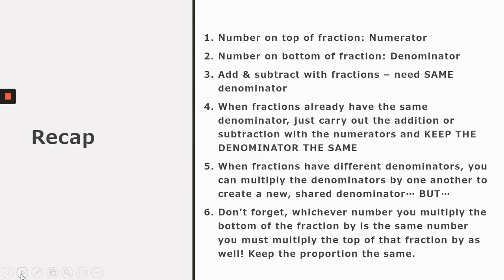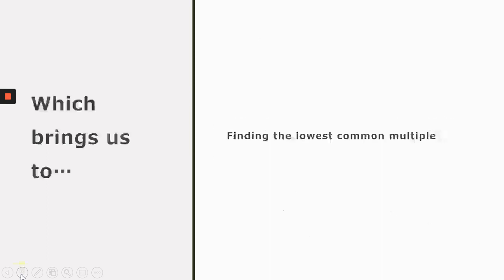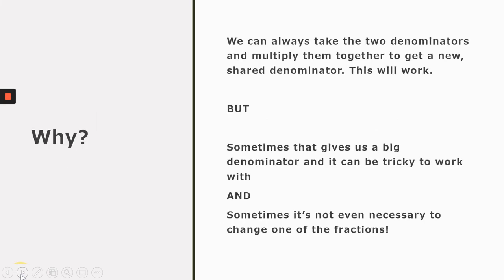Now, if that doesn't make sense to you, go back and watch that first video, because this one now is going to be talking about times when the two things we've already discussed, where they have already got the same denominator, or where we're going to create a new denominator just by multiplying the current denominators together, when those two things may not apply. So that brings us to finding the lowest common multiple.